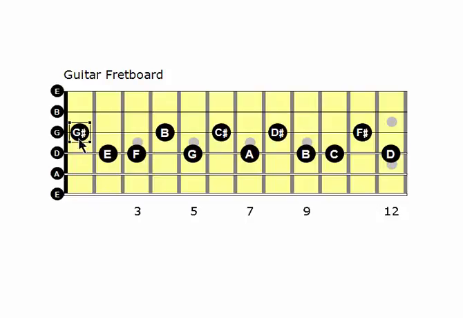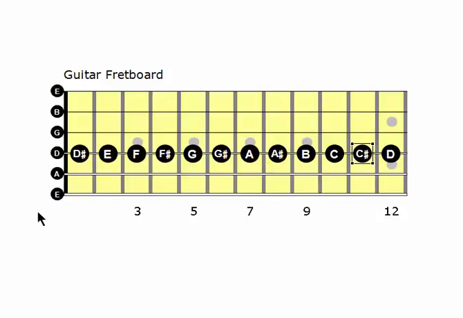Between D and E we have D sharp. Between F and G we have F sharp. Between G and A we have G sharp. Between A and B we have A sharp. And between C and D we have C sharp.